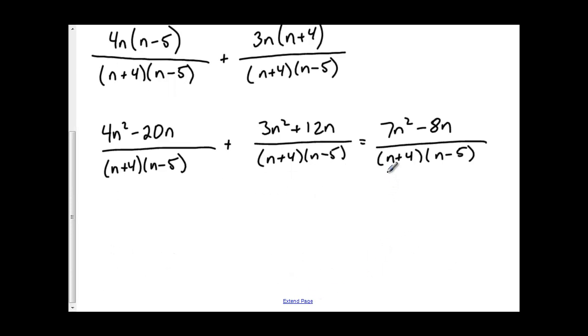I can figure out the non-permissible values by looking at my denominator. From this one, it's going to be n cannot equal negative 4. And from this one, it's going to be n cannot equal positive 5.